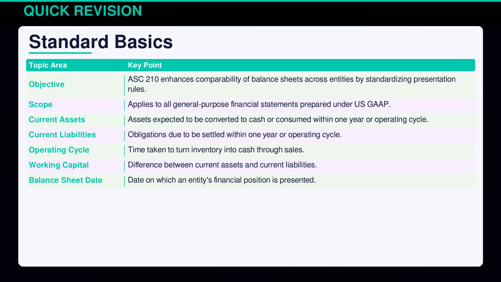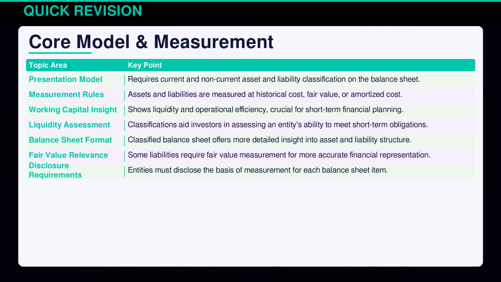The core model in ASC 210 focuses on the balance sheet structure, classifying assets and liabilities into current and non-current categories. This presentation helps in assessing liquidity and financial flexibility. The measurement rules, whether historical cost or fair value, significantly impact financial analysis. Proper classification and measurement are vital for users to understand an entity's financial health and operational efficiency, ensuring accurate disclosures and transparency.